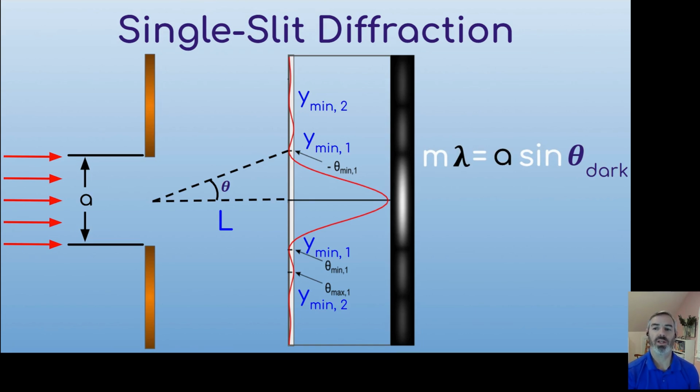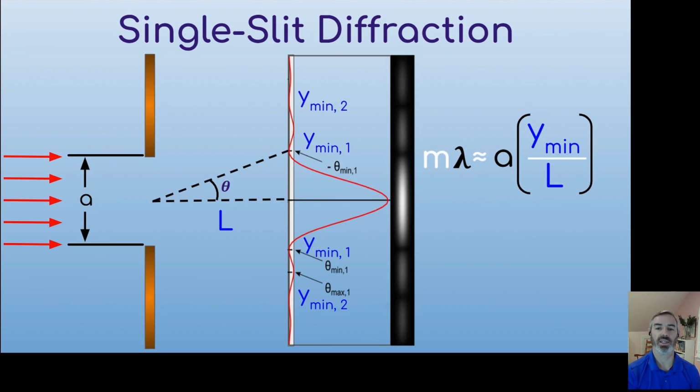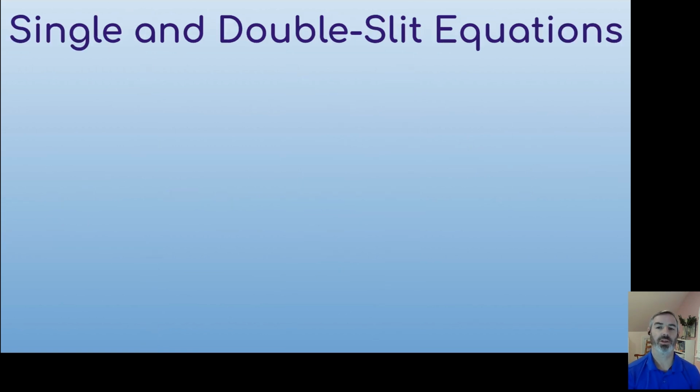And what we can do is use y min 1 over L, so we can use a small angle approximation. So m lambda is approximately equal to a, which is the separation between the slit, times y min divided by L. So let's recap single and double slit equations.